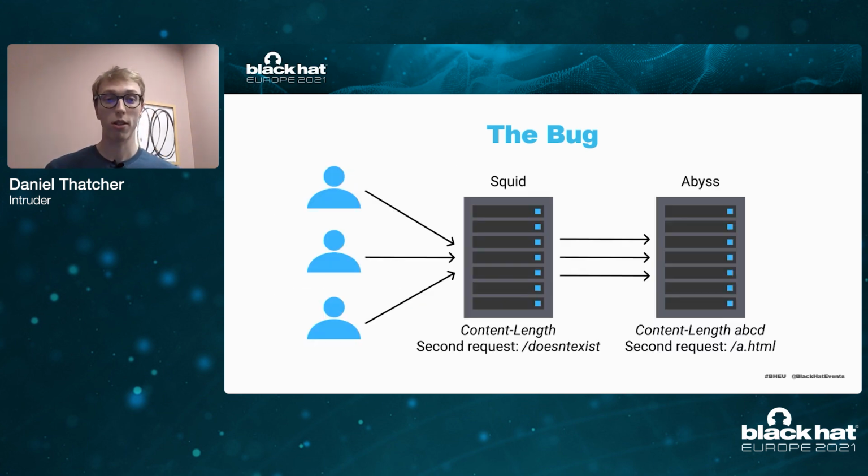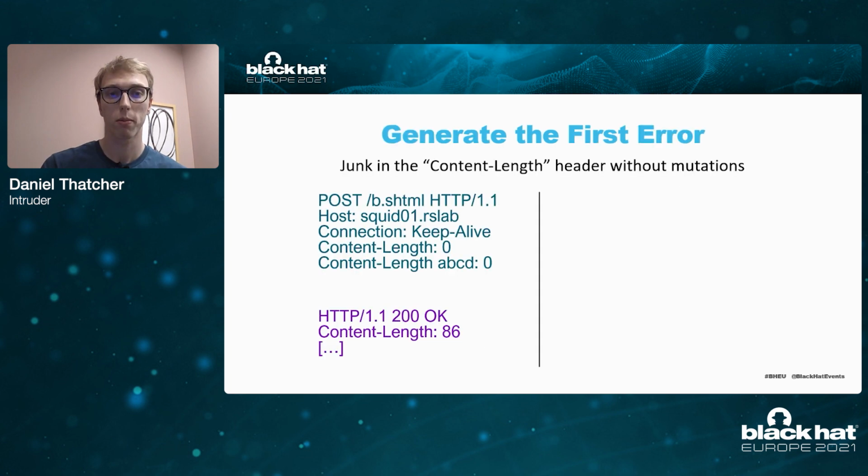So just to show this in a diagram, we have Squid on the front end, reading the unmutated Content-Length header and thinking the second request is to the /doesn't-exist path, and Abyss on the back end, reading our mutated Content-Length header and thinking the second request is to /a.html. So Squid is going to cache the value of a.html under a different path. And this is a simple demo to show that cache poisoning exists.